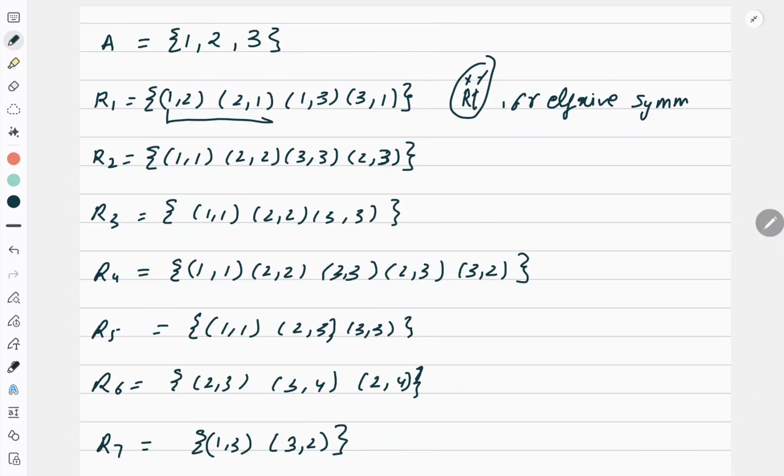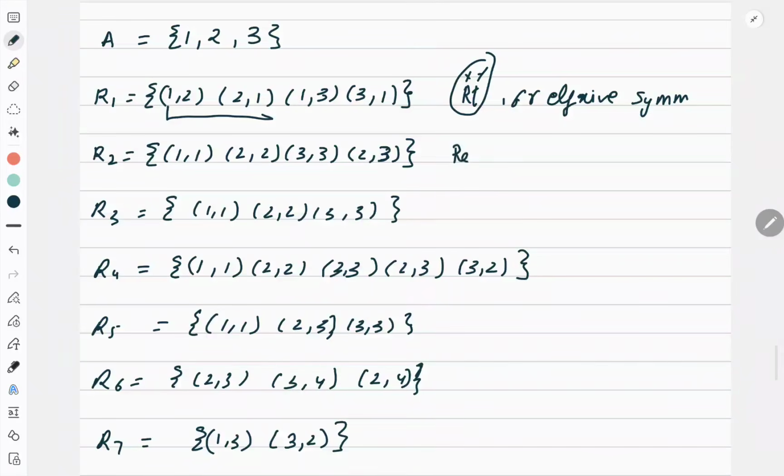Now let's go to R2. If you observe R2, R2 is reflexive. Let me check: (1, 1), (2, 2), (3, 3). Yes. So it is reflexive first of all. Okay. Then let me check symmetric. For symmetric, (2, 3) is there, so (3, 2) should be there, but it is not there. So it is not symmetric. Correct.